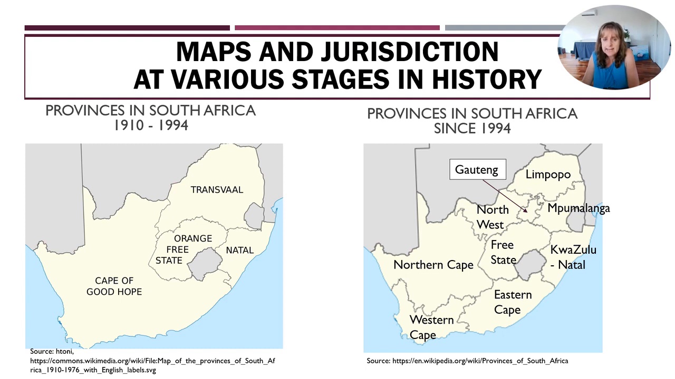Exactly 8 years later, on the 31st of May 1910, the four colonies of the Cape, Transvaal, Orange Free State and Natal were unified and the Union of South Africa was formed. Self-determination had finally been negotiated and achieved. The provinces of South Africa stayed that way between 1910 and 1994, after which it was divided further into more provinces.